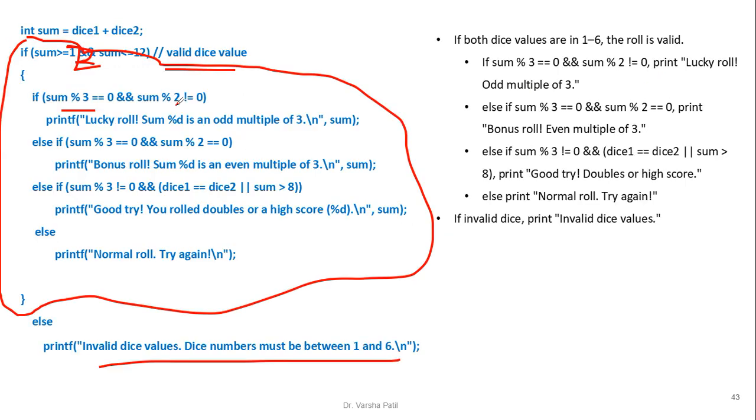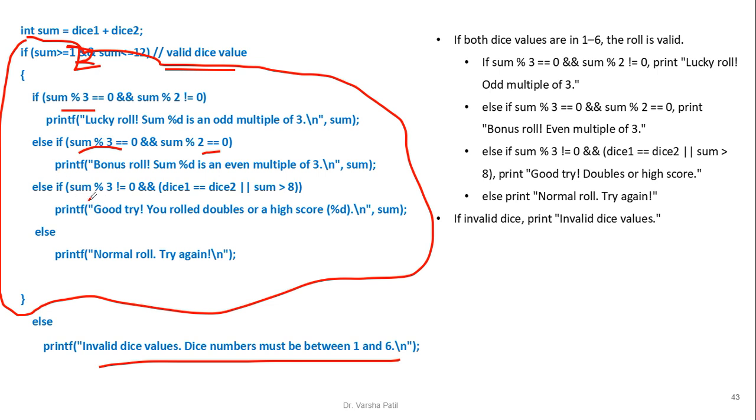So sum, this is nothing but the even and odd number logic, so they should be odd. So sum mod 2 is not equal to 0, which means it should be an odd number. Then this condition. The next condition is what? Sum should be a multiple of 3 and it should be even. So that's the third condition, the second condition.